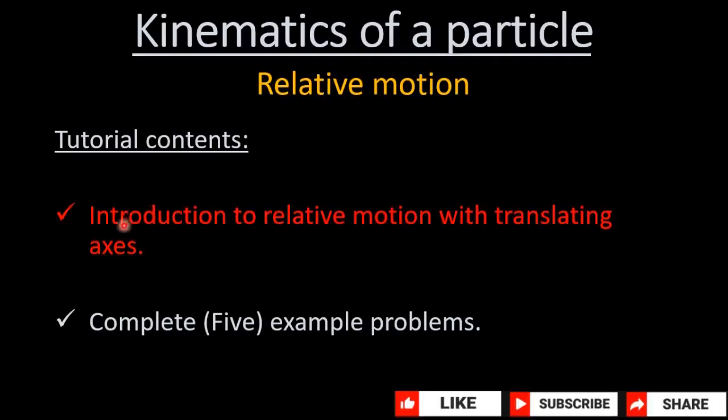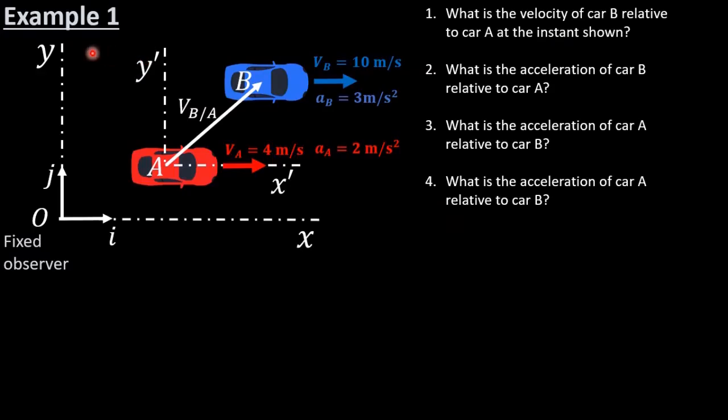Now that we have completed our introduction to relative motion with translating axes, we're now going to complete 5 example problems. So example 1. What is the velocity of car B relative to car A at the instant shown? So let's start off with question 1 here. So there's our relative velocity equation.